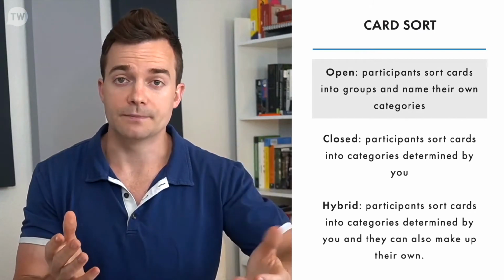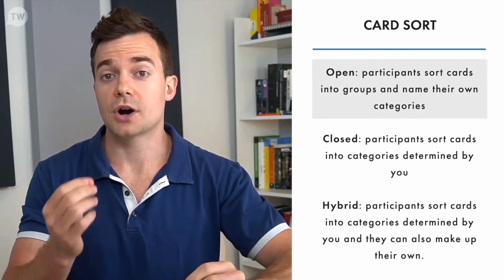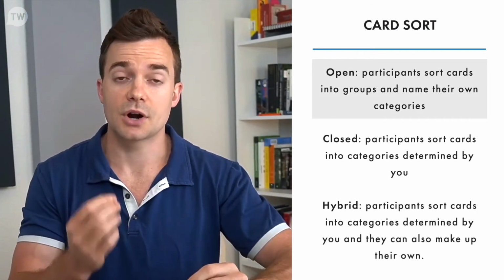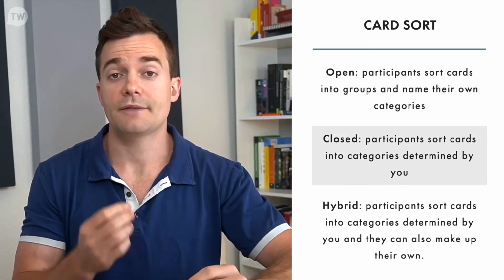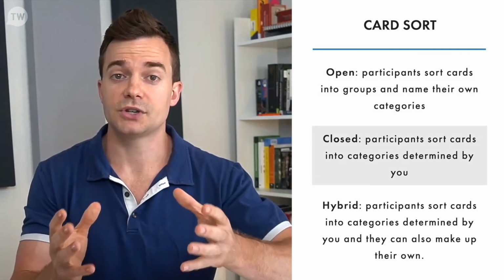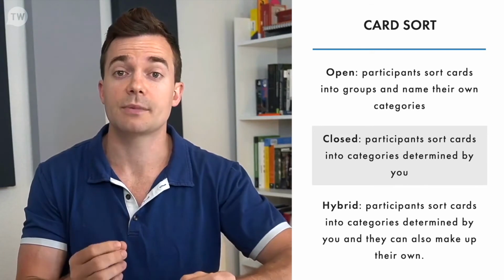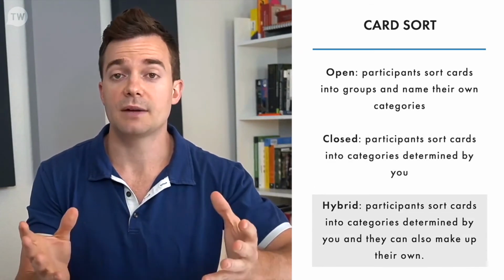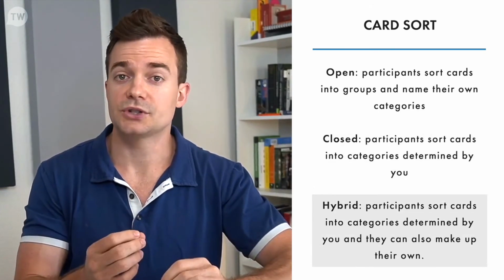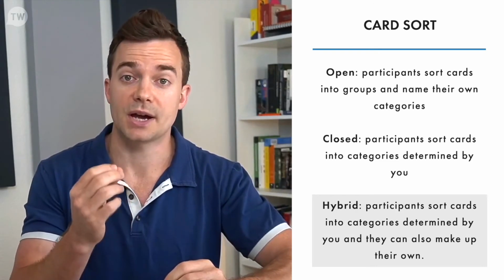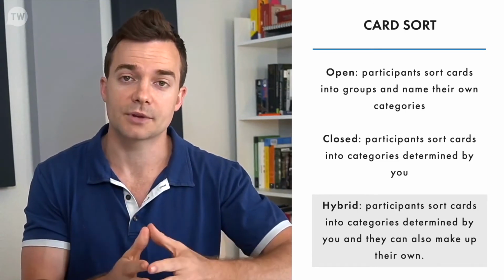So you have open. A group of participants sorts cards into groups and names their own categories. And then you have closed. A group of participants sorts cards into categories determined by you. And then we have hybrid. A group of participants sorts cards into categories determined by you, and they can also make up their own.